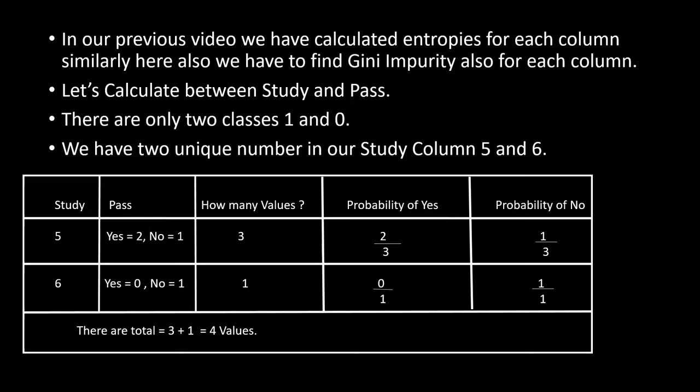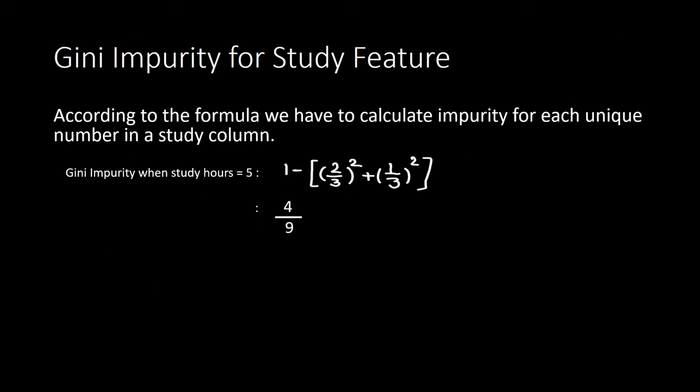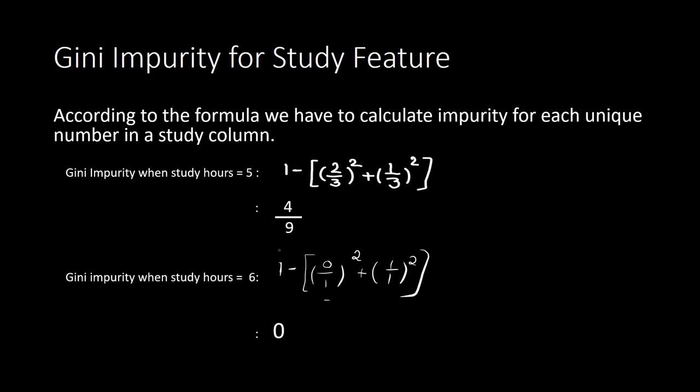Let's calculate the Gini indexing value between study and pass. There are only 2 classes, 1 and 0. We have 2 unique numbers in our study column, 5 and 6. For 5, there are 2 times yes and 1 time no, so the probability of yes will be 2 divided by 3, and the probability of getting no will be 1 divided by 3. Similarly with the 6 value also. Now according to the formula it will be 4 by 9 for the 5 value. Similarly for the 6 value we are getting 0 after the calculations.